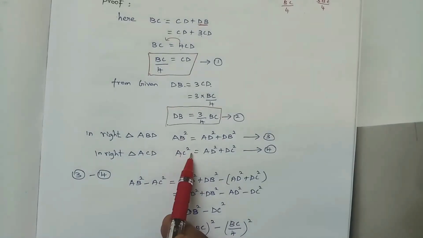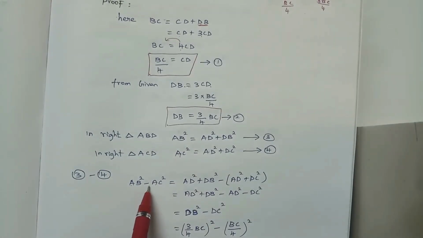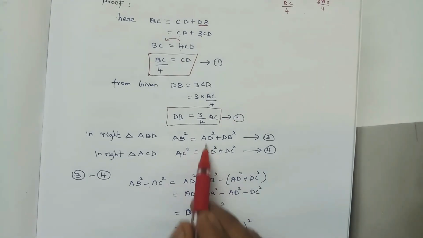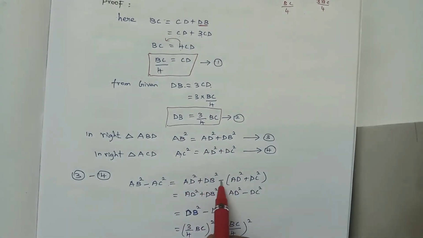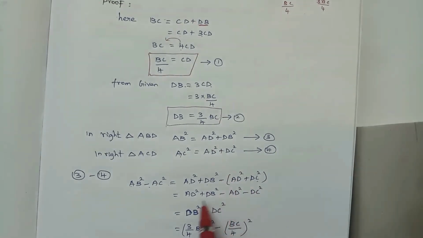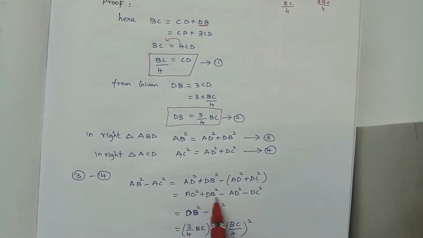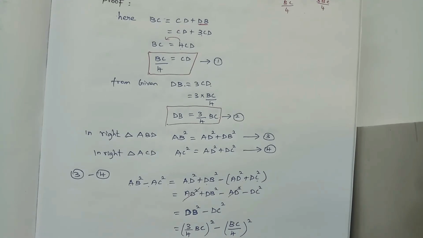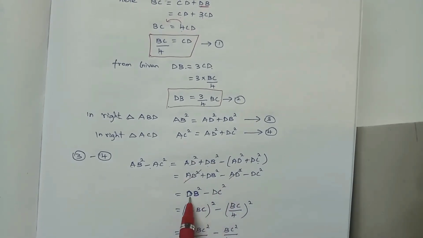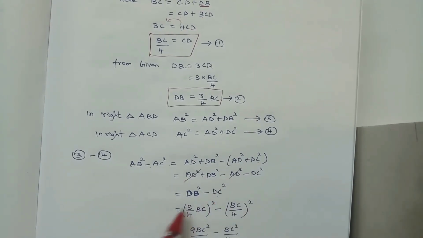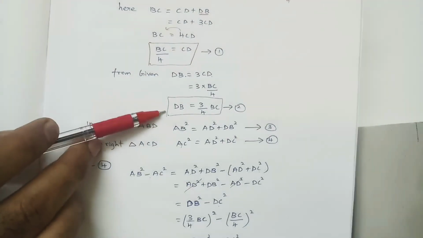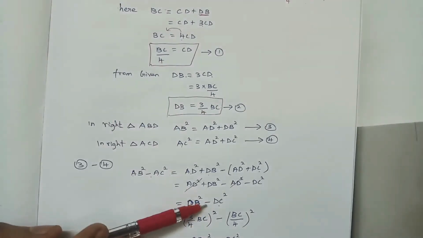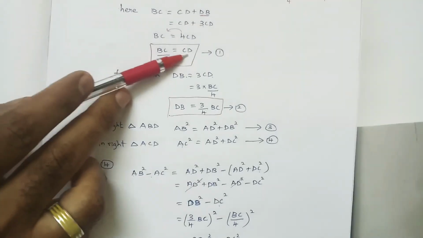Subtracting equation 3 minus 4, AB square minus AC square is equal to the RHS: AD square plus DB square minus, equation 4, AD square plus DC square. Multiply the minus inside: AD square plus DB square minus AD square minus DC square. See the like terms: plus AD square minus AD square will get cancelled. So what remains? DB square minus DC square. Already we have found DB. DB is 3 by 4 of BC. And DC is nothing but, we have found DC, CD or DC.